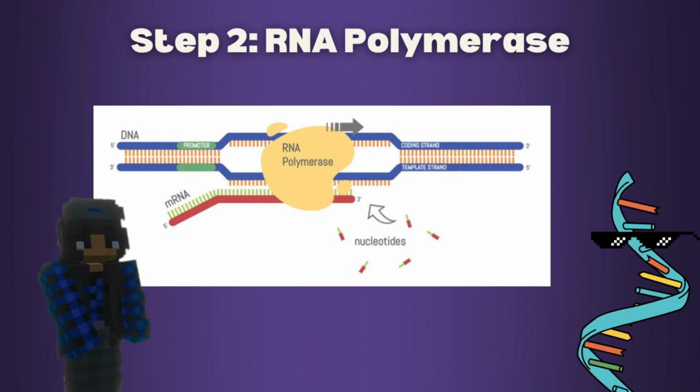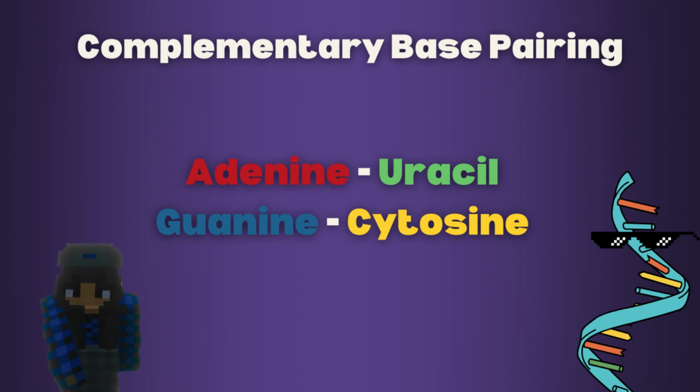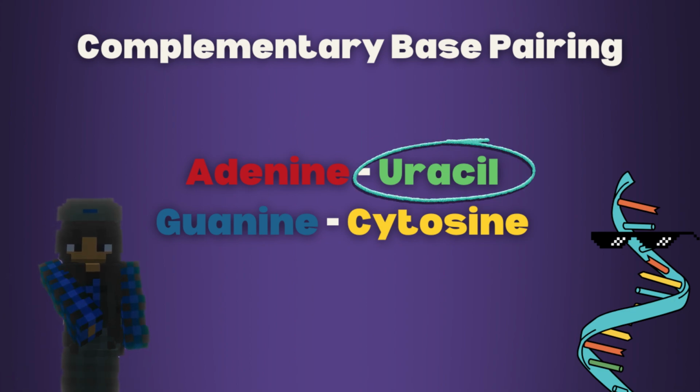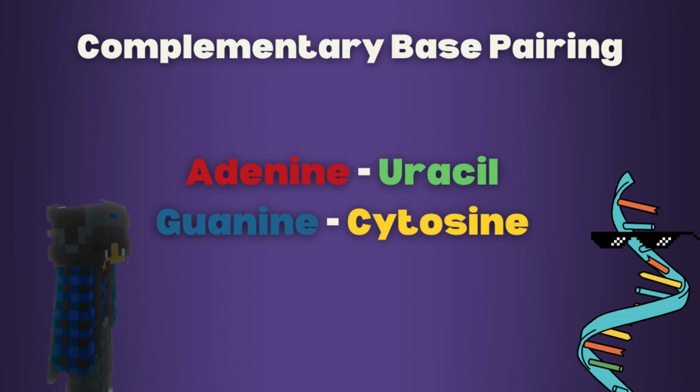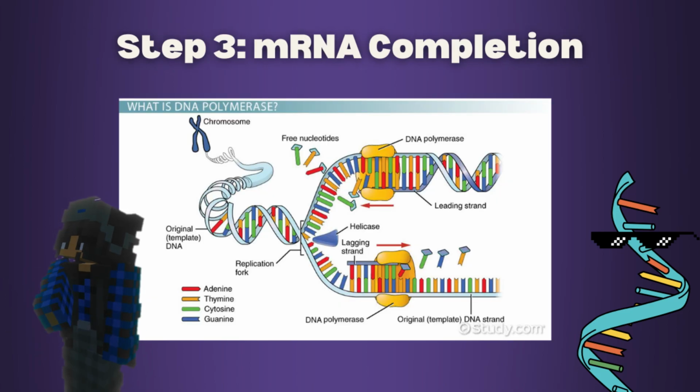As RNA polymerase moves along the DNA, it adds RNA nucleotides. Again, the four nitrogenous bases: adenine, uracil, cytosine, and guanine. Remember, it's uracil, not thymine, because this is RNA we're talking about. And so, it starts adding these nucleotides complementary to the DNA template. And by that, I mean A goes with U, C goes with G.